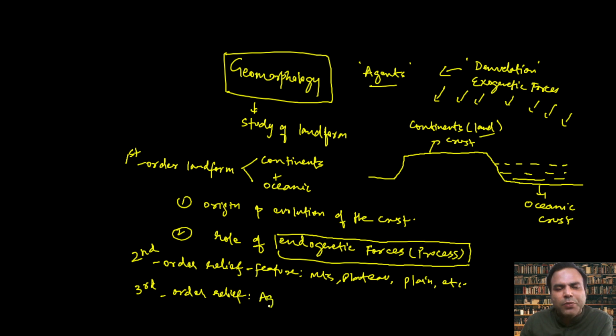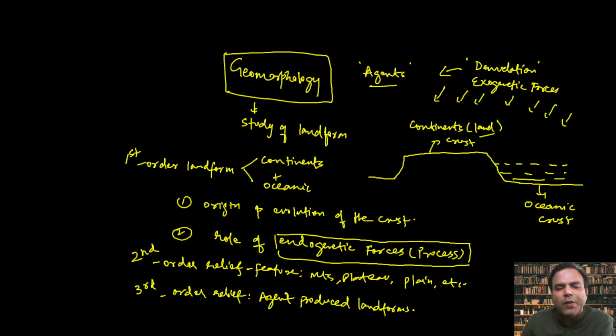So the landforms produced by the agents are called third order relief features. A river-created landform we call fluvial landforms, or the wind-created landform called Aeolian landforms, or moving glacier-produced landform we call glacial landform, marine action-produced landform called coastal or marine landform, and so on. So these are relatively smaller in size than the first and second order relief features. So it becomes important in your syllabus.